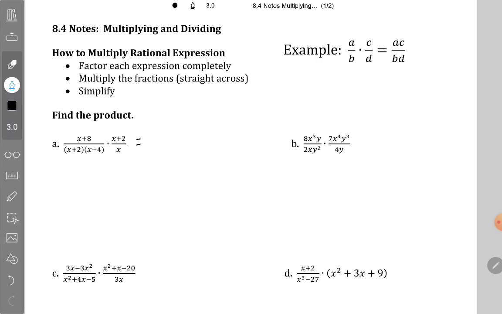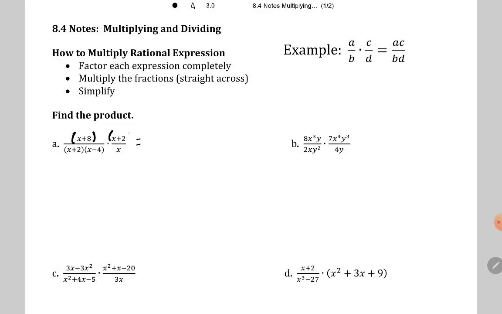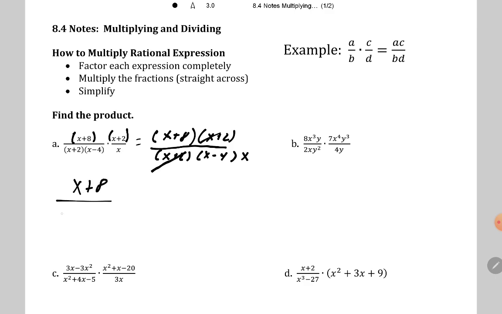So when we're multiplying these things, remember that these are like parentheses. So I have x plus 8 times the quantity x plus 2. On the bottom we have x plus 2, x minus 4, and x. So notice, since everything's being multiplied, we can cross these out because they're the same factor, x plus 2. So I have x plus 8 up top over x times x minus 4.